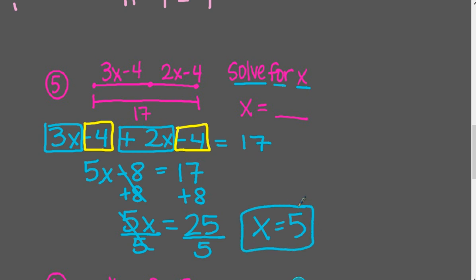Is there a way for me to plug this back in? You could actually. x equals 5. So I could replace both of these with a 5 and see if they check out. 3 times 5 is 15. 15 minus 4 would be equal to 11. 2 times 5 is 10. 10 minus 4 is 6. This would be equal to 6. So 11 plus 6, does that equal 17? Yes, it does, right?